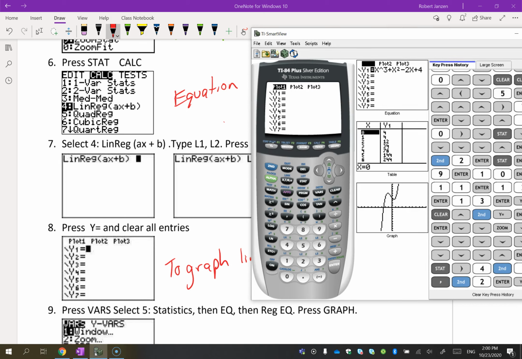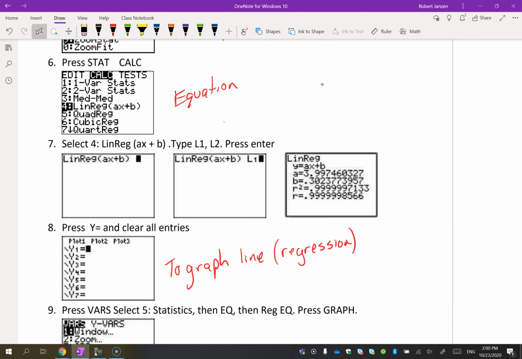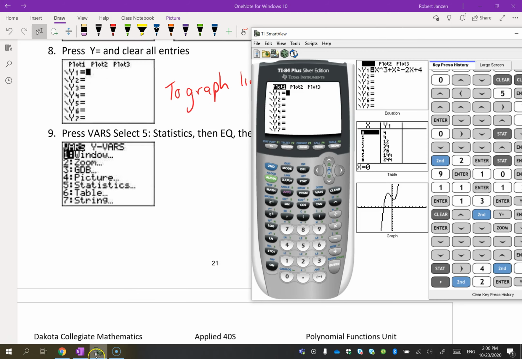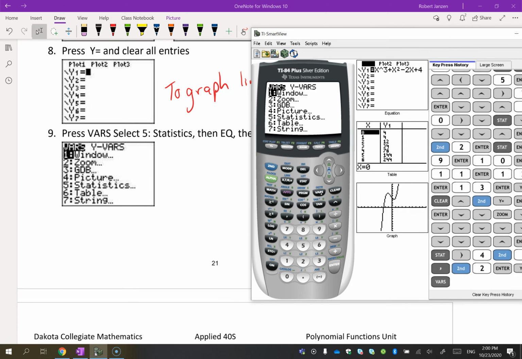I go to y equals, make sure it's blank, it is. Okay, then, now this is where it gets a little confusing because it doesn't really make sense what we're doing. It says we're going to press vars, and then we're going to statistics, so number 5, and then we want to go to equations. So you have to scroll over here to the equation, and you can see it says regression equation.